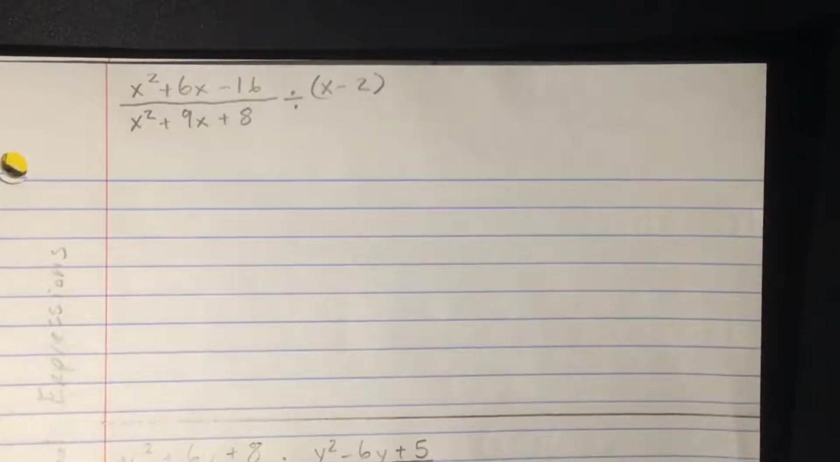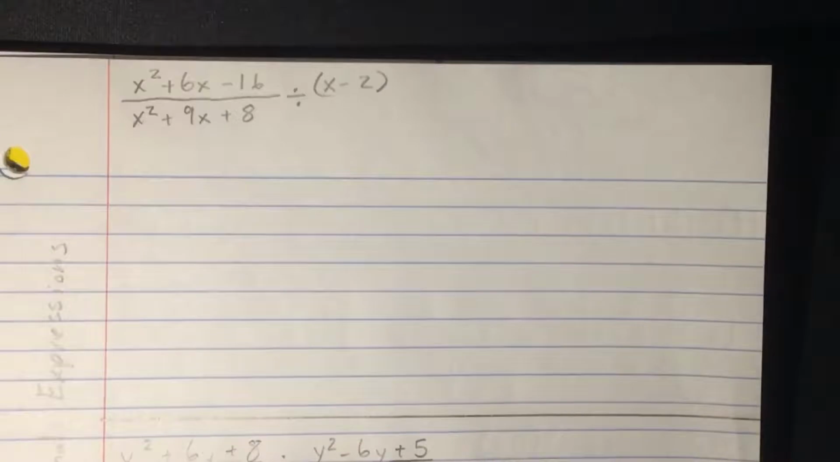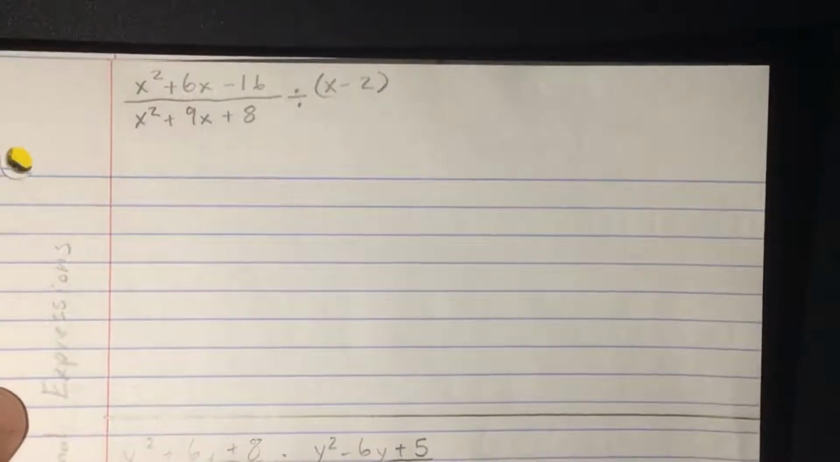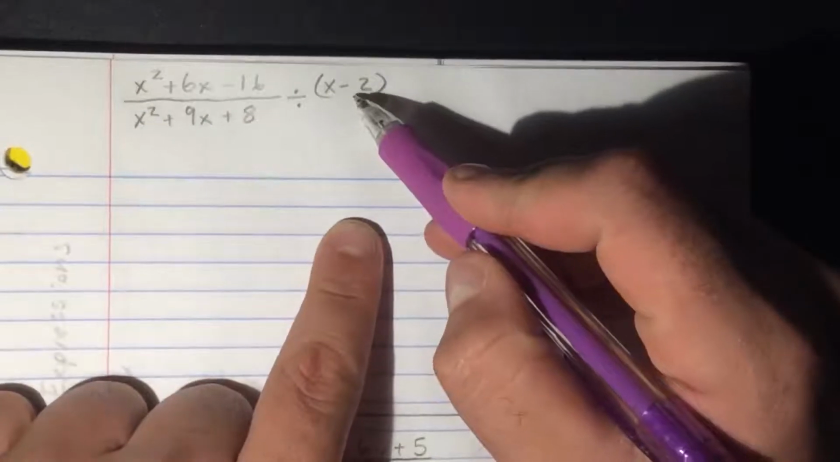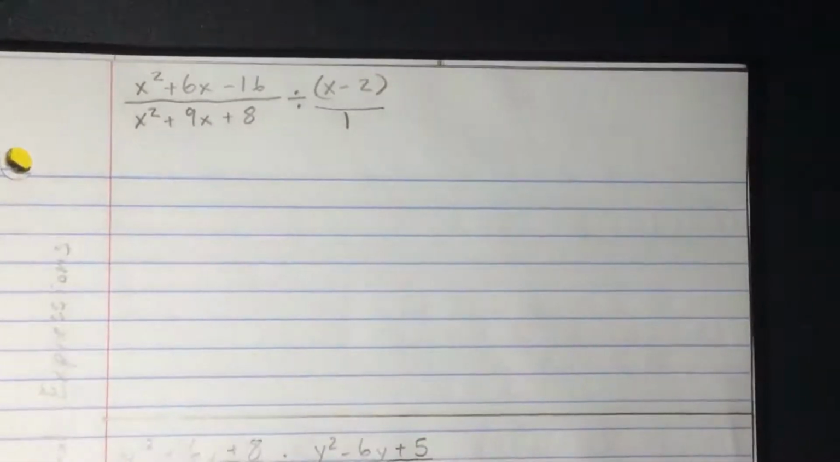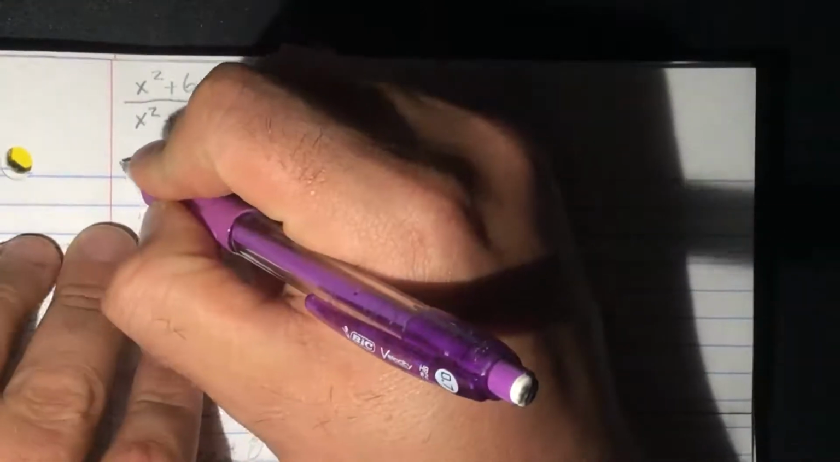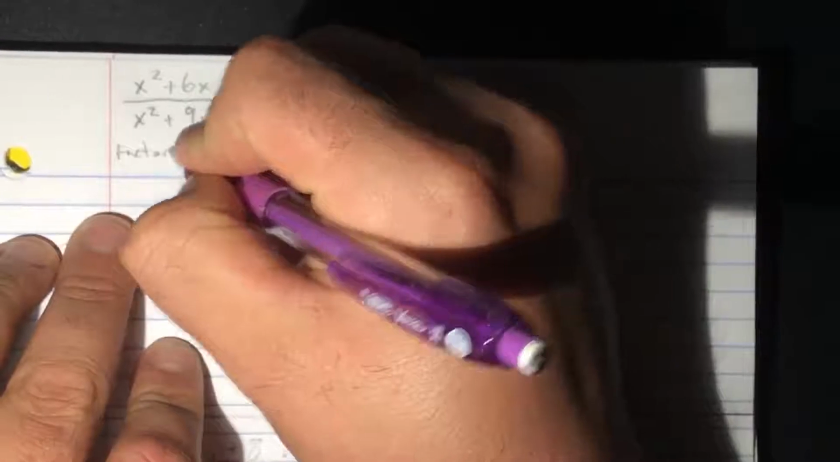First one again, we have x squared plus 6x minus 16 divided by x squared plus 9x plus 8, and we're going to divide it by x minus 2. Once again, we're going to put this over 1 so we have another fraction. This is going to be a rational expression division of polynomials. So let's go ahead and just factor everything first.